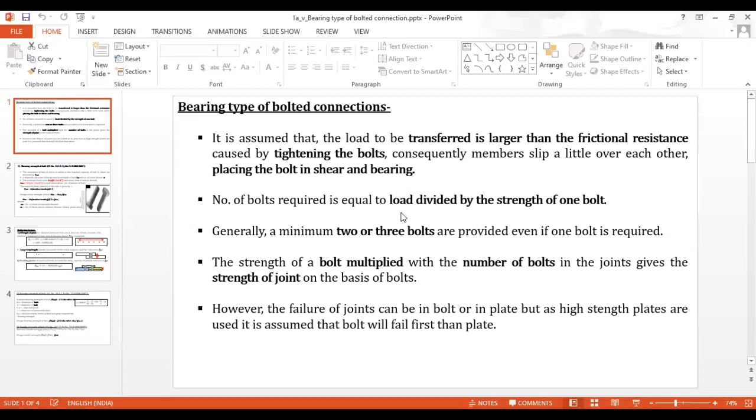We calculate the number of bolts as the total load divided by the strength of one bolt. Here the minimum strength of the bolt in shearing or bearing is considered, and the total load is divided by the minimum of the shearing and bearing strengths.